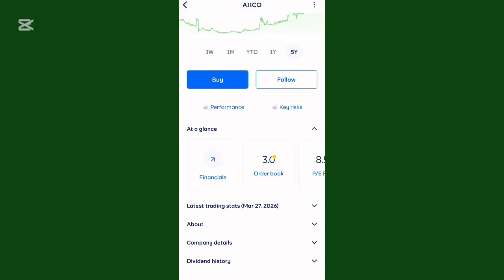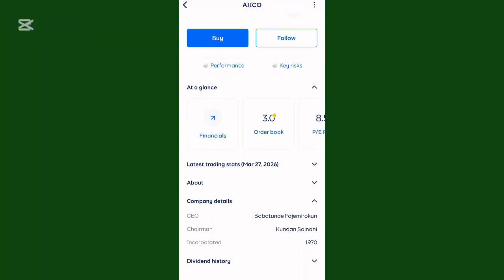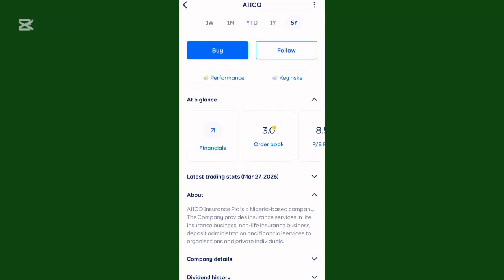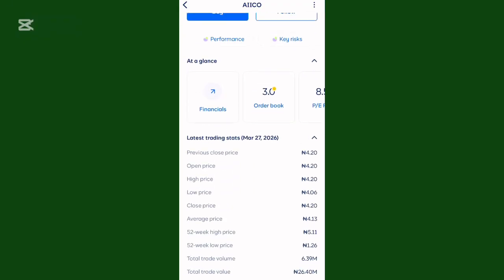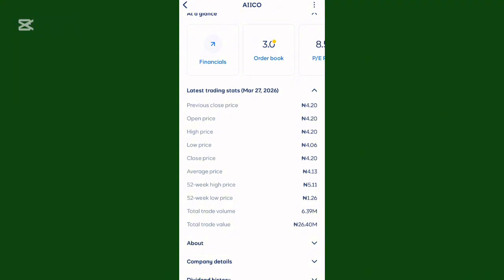Okay, moving down, you see dividend history. You see company details, the CEO, chairman, and when it was incorporated. You also see the company summary, what the company is about, which sector it's operating in, and you can see the latest trading stats. Just like we had in Bamboo, you can see the open price.